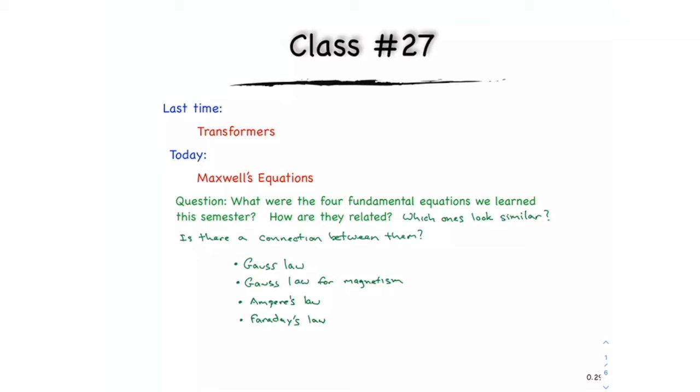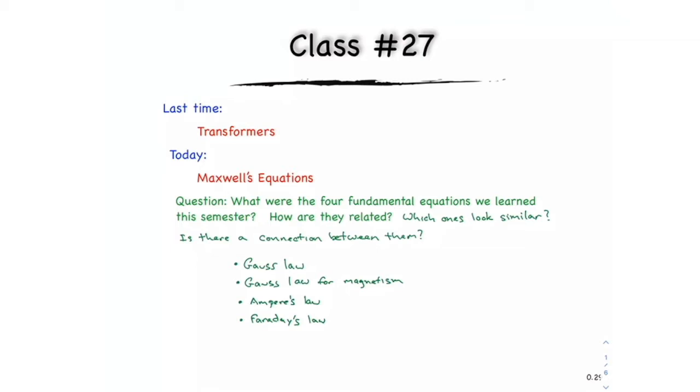So I want you to think a little bit about the four fundamental equations that we've learned this semester. And I've written them up here. There's Gauss's law. So try to envision in your head what that equation looked like. We had Gauss's law for magnetism, which we didn't use a whole lot, but we introduced it. And then we had Ampere's law and Faraday's law once we started talking about currents and magnetic fields.